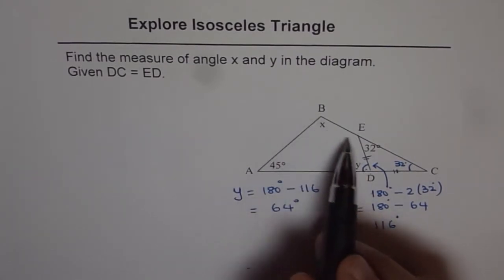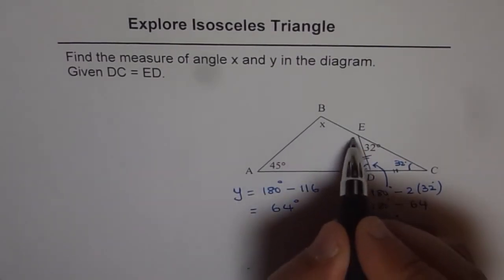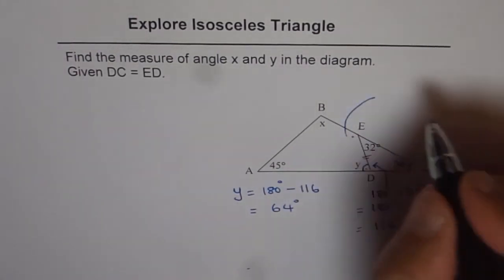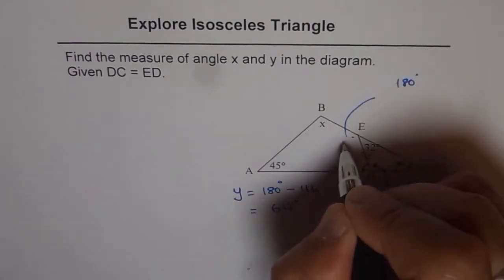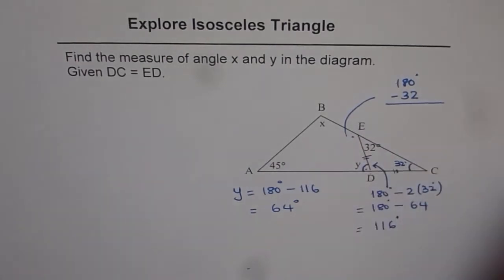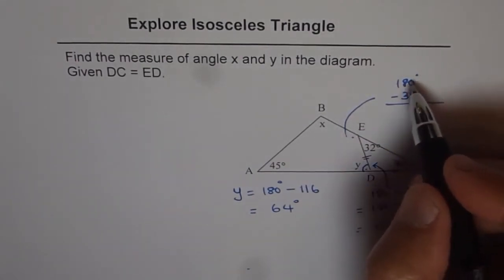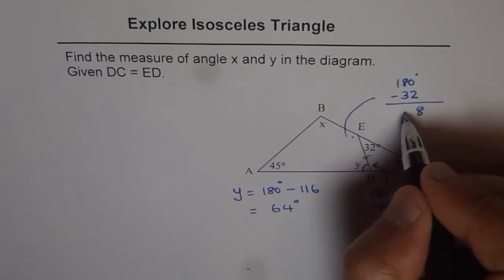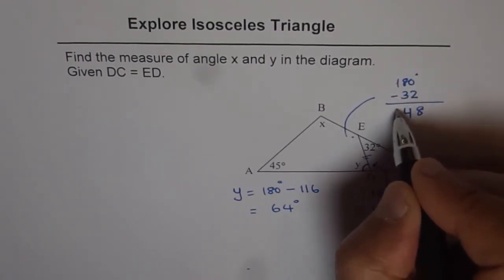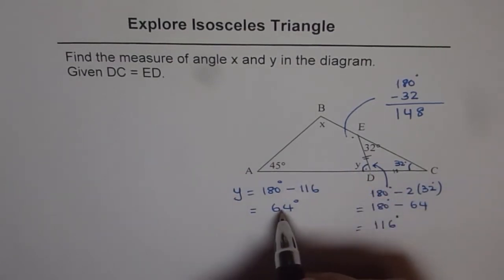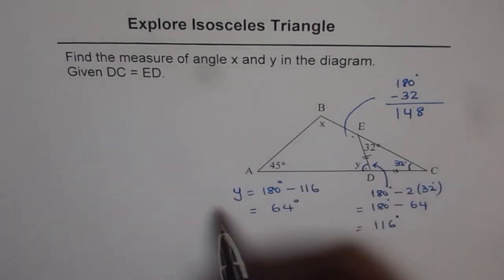Now we have a quadrilateral here. We know 32 degrees. What should be this angle? This angle should be, let's work it out, 180 degrees, that's a straight line, minus 32. So that gives us 148 degrees, right? So this is 148 degrees for us. We know y is 64. We can find x. How?